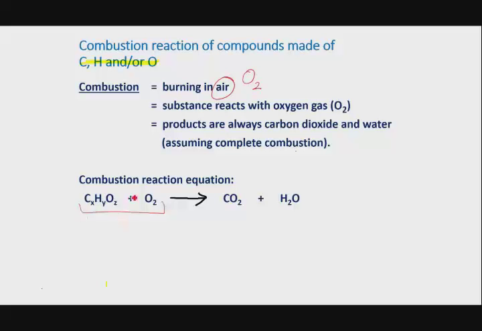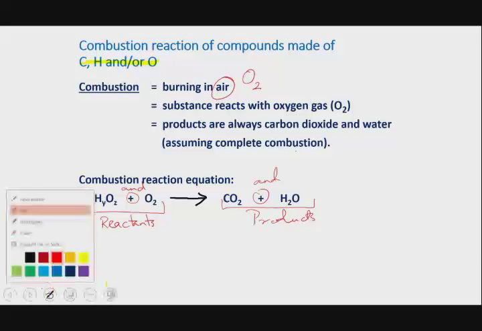CxHyOz and the plus sign here means to say and oxygen gas together combine chemically to produce, and then the arrow shows the direction of the transformation, to produce carbon dioxide and water as the products. These are called products and these are called reactants. So we start out with reactants, we use the reactants to make the products.